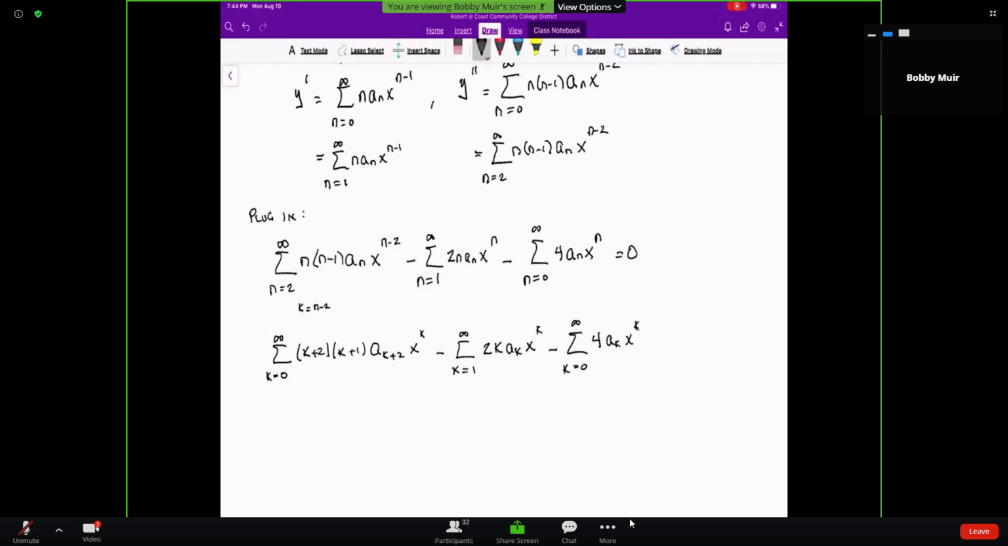Okay, now what I'm going to do is pluck off the first constant terms. So this guy, when k is 0, is going to be 2 times 1 a 2, plus, okay, the sum. Now it's going to start at one, go to infinity.